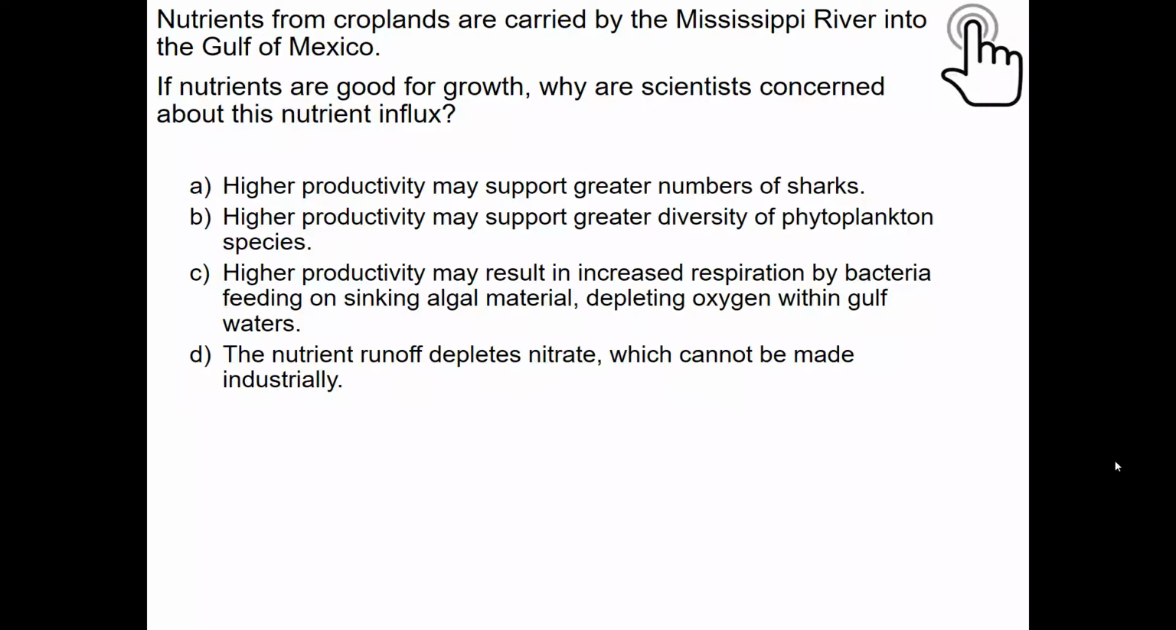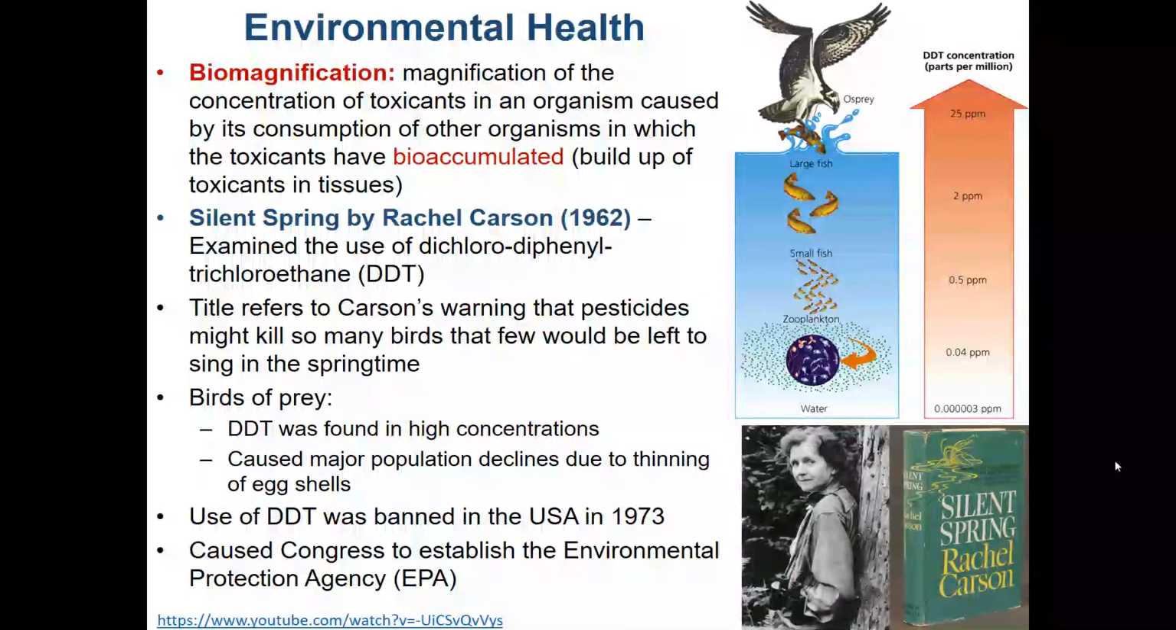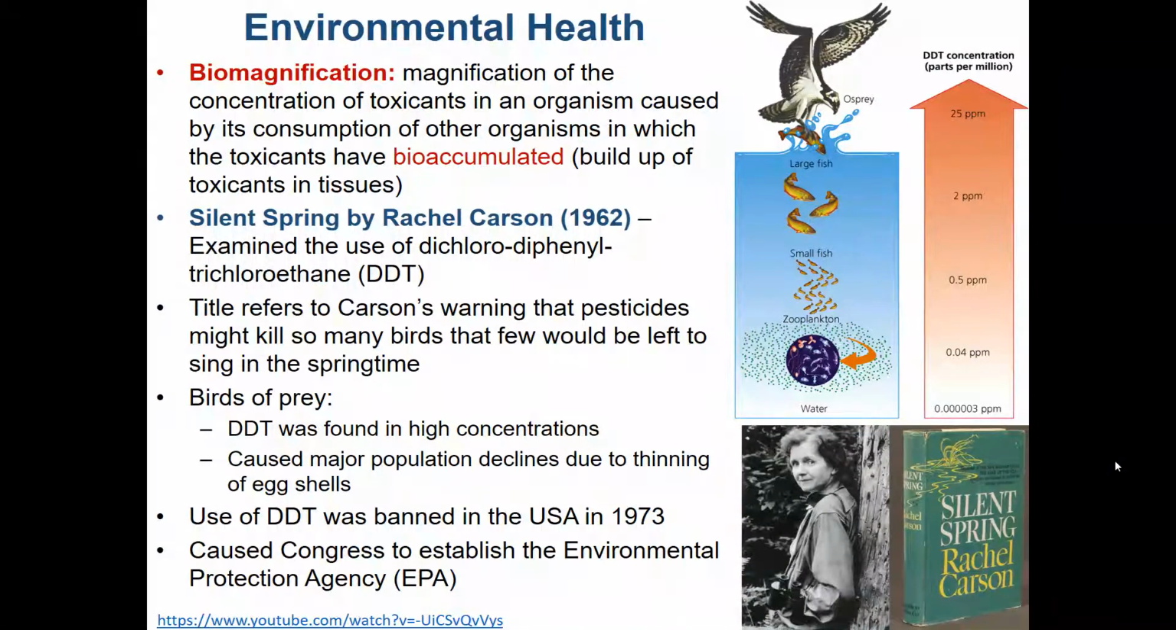All right, so now let's look at other issues of environmental health. Biomagnification is the magnification of the concentration of toxicants in an organism caused by its consumption of other organisms in which the toxicants have bioaccumulated or built up within the tissues. So if we look at this figure here, we're looking at DDT concentrations. And in the water, it's spread out and it's at a very low concentration.